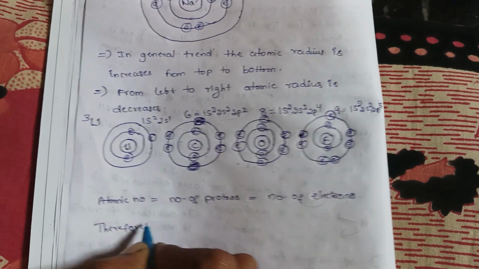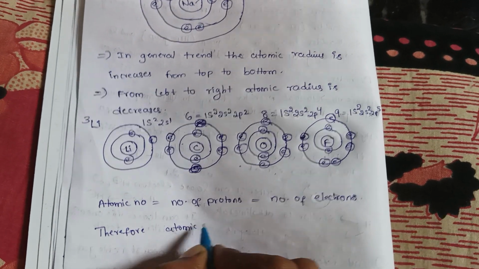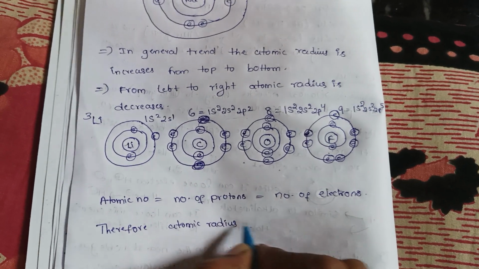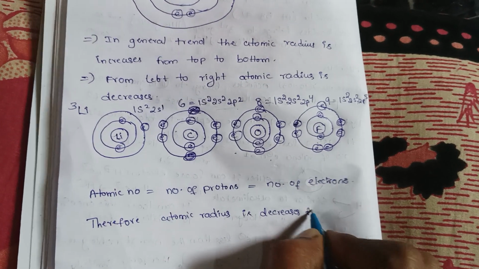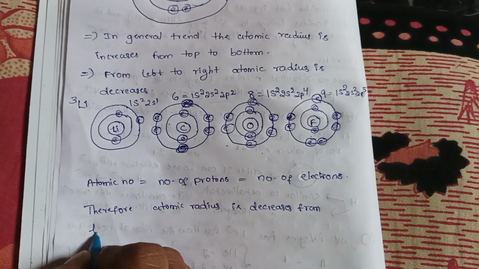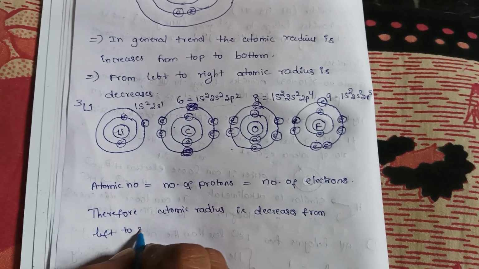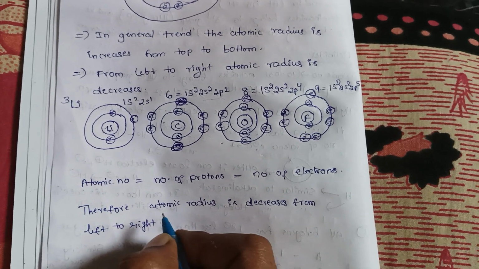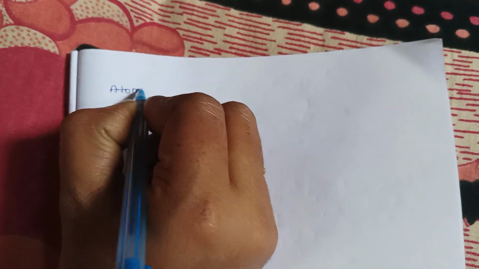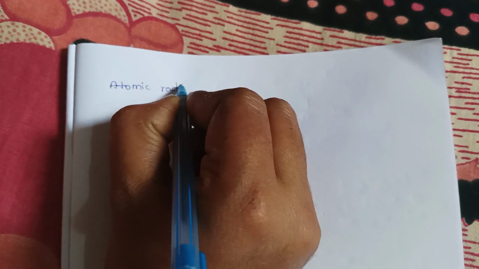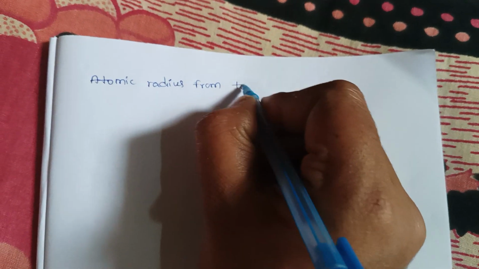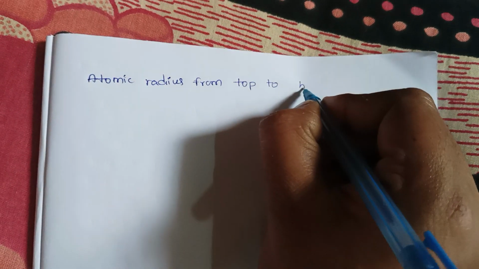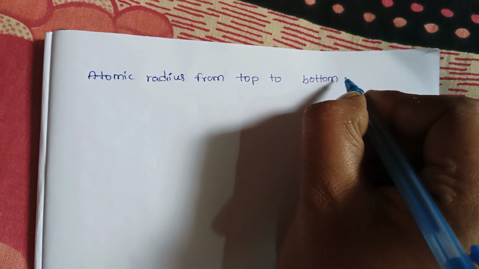Therefore, atomic radius decreases from left to right. Atomic radius increases from top to bottom.